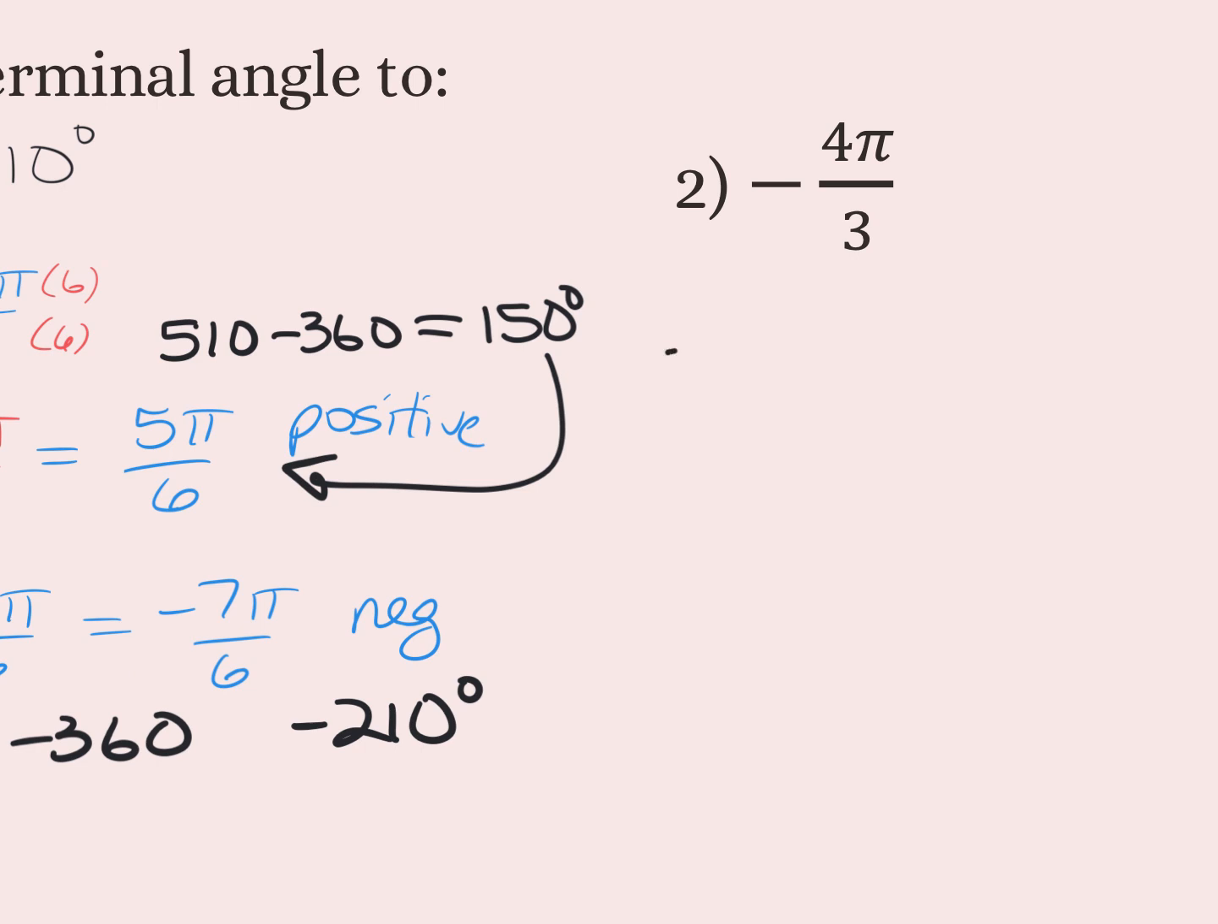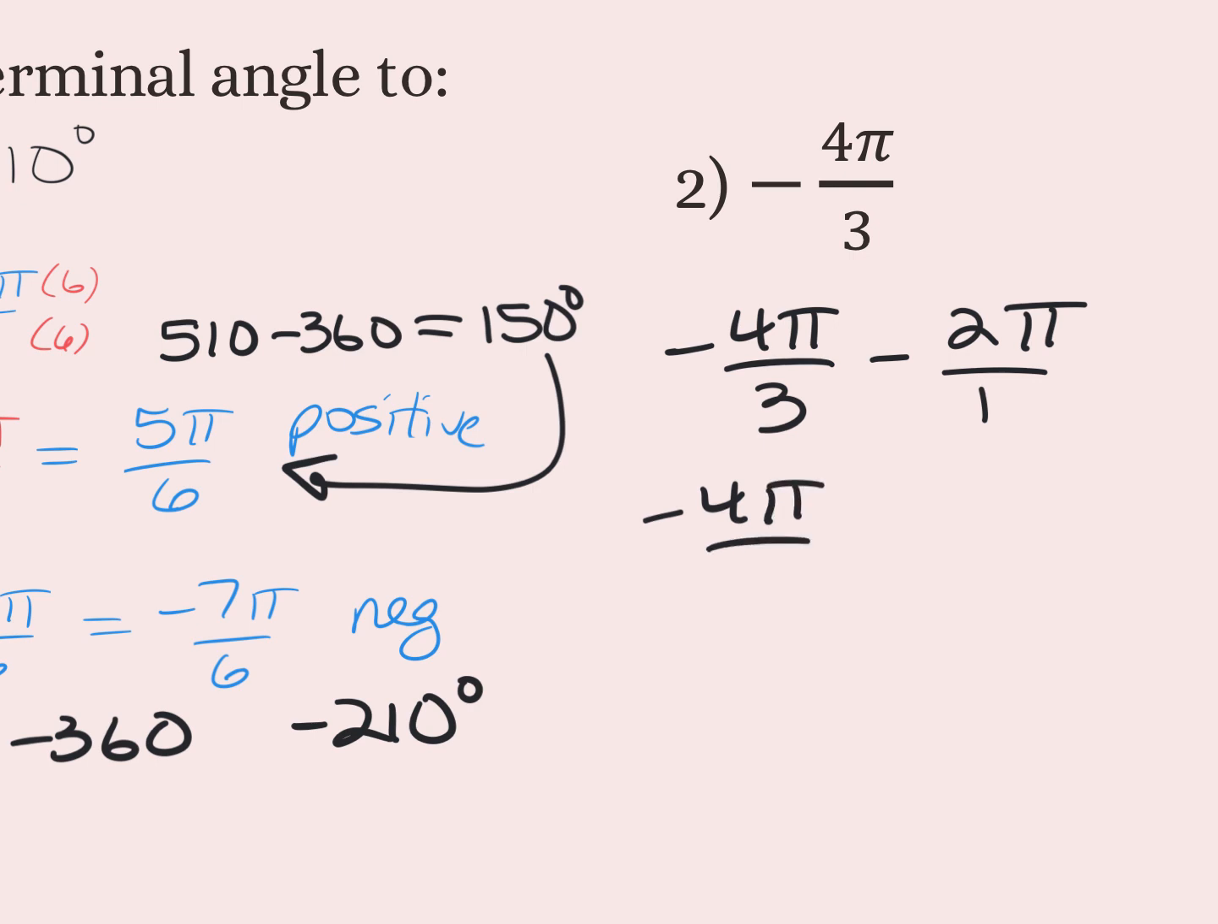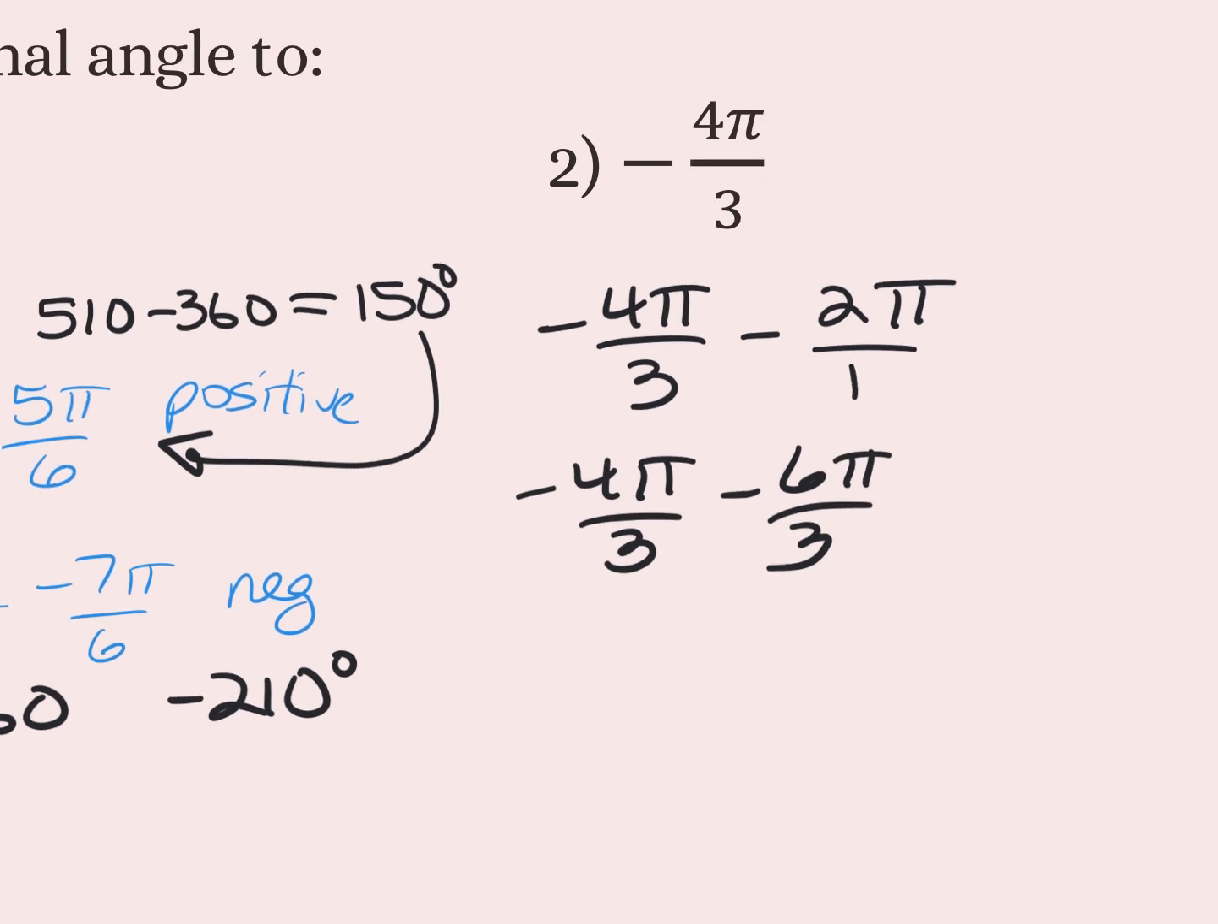So in order to find my negative coterminal angle, I can subtract 2 pi. I need to find a common denominator. It's going to be 3. Negative 4 pi over 3. This becomes 6 pi over 3. So then now I'll subtract, and this turns into negative 10 pi over 3.